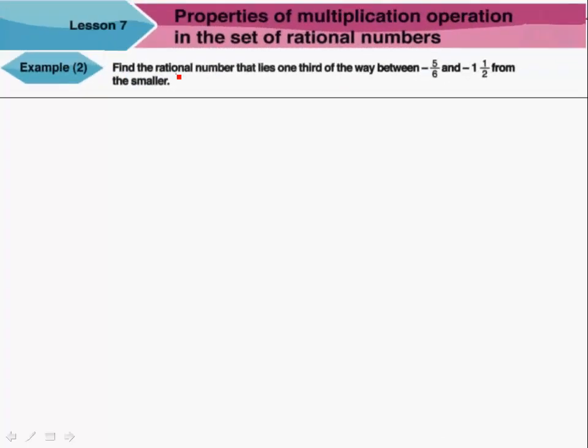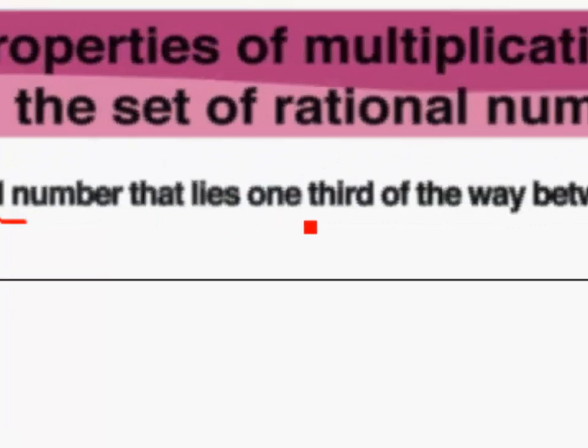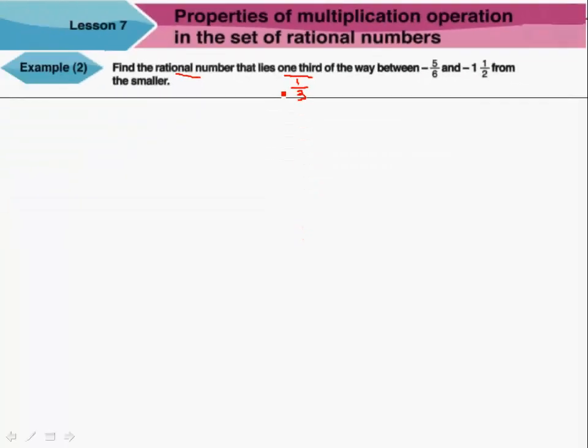Find the irrational number that lies 1/3. 1/3 means 1 over 3. You have to know what is the meaning of 1/3, 1/2, quarter, and so on. 1/3 of the way between these two irrational numbers.